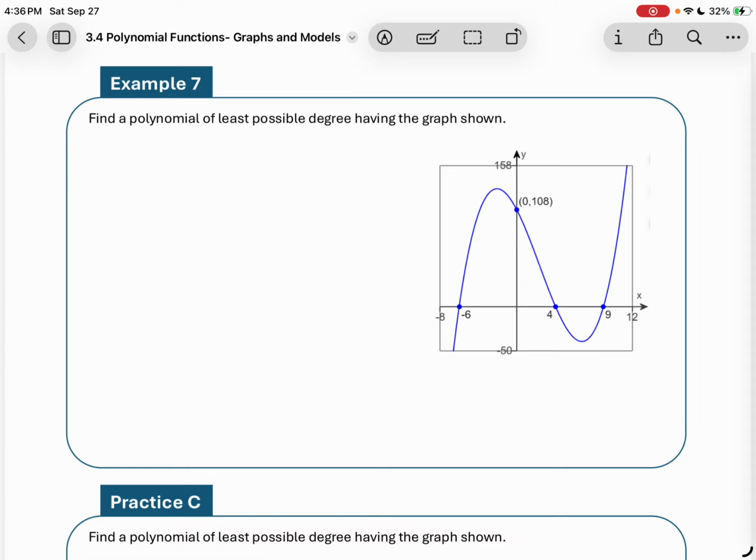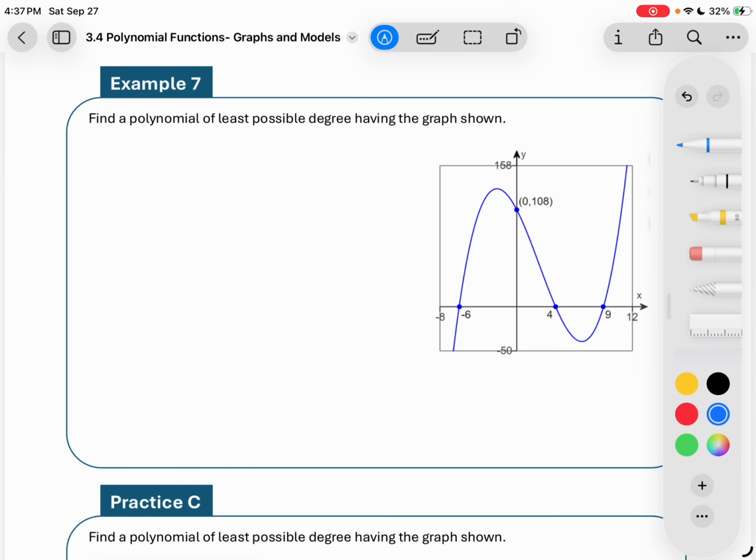Example 7 says, find a polynomial of least possible degree having the graph shown. So if I look at the graph, I see that it has some points for us. The first points that I'm looking at are the x-intercepts, and those correspond with the zeros of the polynomial. So we would have zeros at -6, +4, and +9. Let's turn those into factors. The factors that are associated with those zeros are x plus 6, x minus 4, and x minus 9.